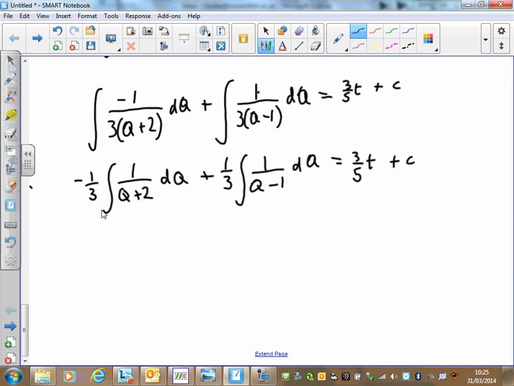Now, can anybody just spot what the solution is going to be then? This one, because it's 1 over q plus 2, if we integrate this, we end up with ln of q plus 2.